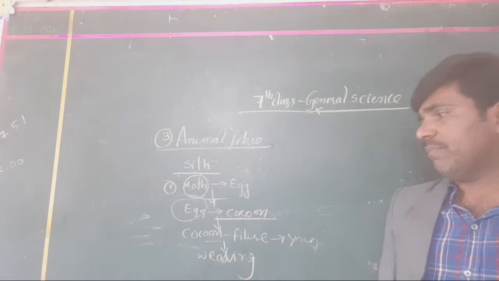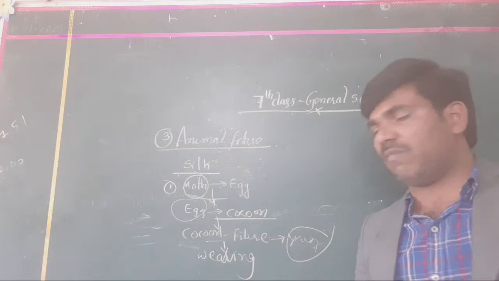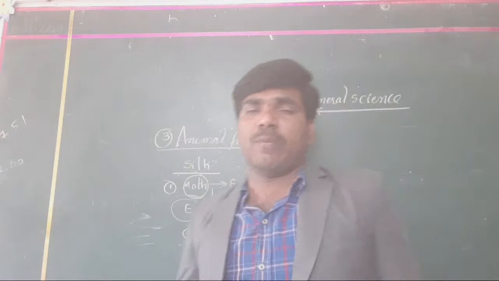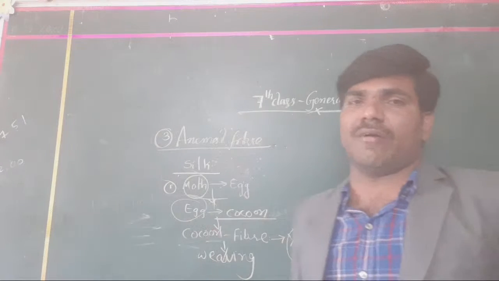After stifling, we undergo reeling. Clear or not, all of you? After stifling, the cocoons go into reeling by particular machines, and these reeled threads are converted into yarns. The yarns then go under weaving machines. This is the revision component of our silk.